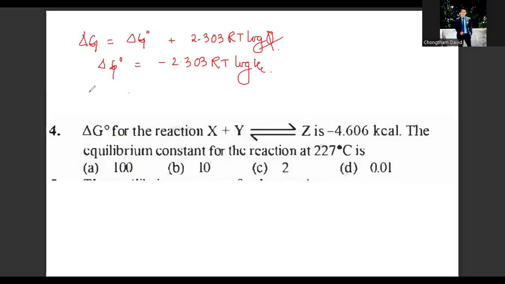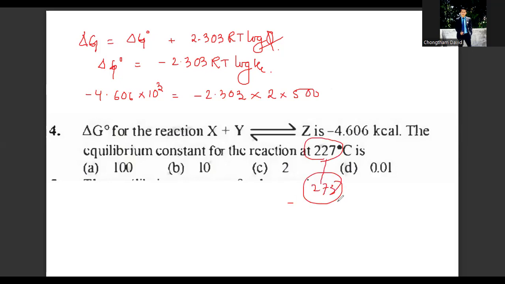So simply substitute the values given in the question, 4.606, and since this is in terms of kilo, 10 to the power 3, equals minus 2.303 into the gas constant R, which is in terms of calorie, it will be 2, into 500, because I have converted by adding 273, the Kelvin temperature would be 500, and log Kc. To find this, you need to know the antilog value, which I have explained in the shorts.